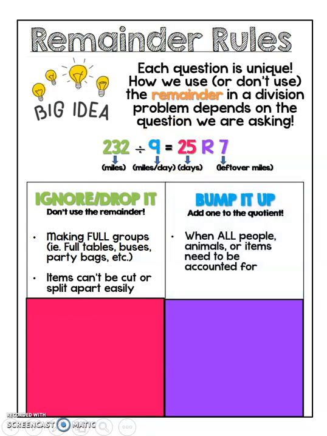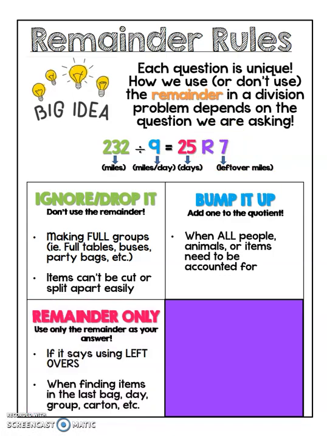We might also have to bump up the quotient. That means we would add 1. And this would happen especially if we're talking about people or animals. When all people, animals, or items need to be used, we can't have a leftover. We would need to bump it up and include that leftover amount as another group that's just a little bit smaller than the rest of our groups.